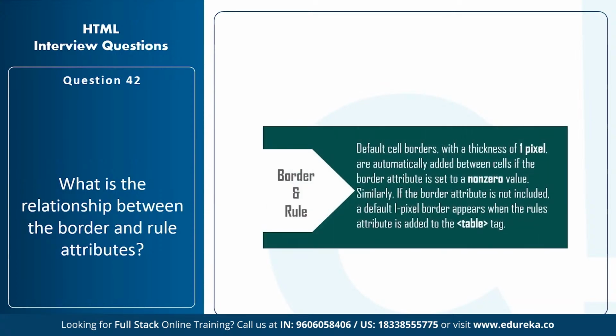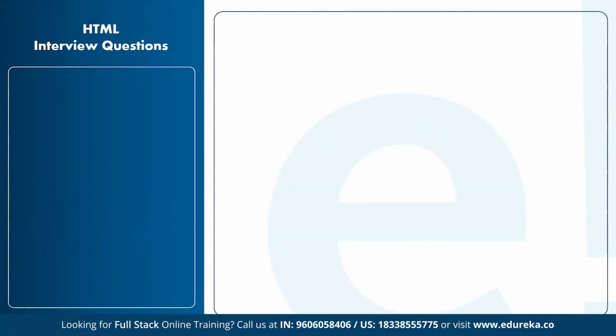Now moving on to the next question, what is the relationship between the border and rule attributes? Now we have the default cell borders with a thickness of 1 pixel, and these are automatically added between your cells if the border attribute is set to a non-zero value. Similarly, if the border attribute is not included, a default 1 pixel border appears when the rules attribute is added to the table tag.